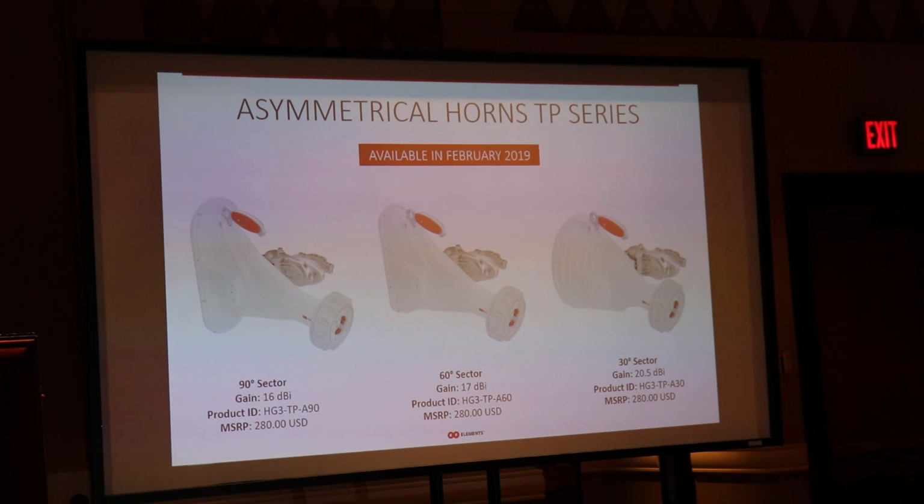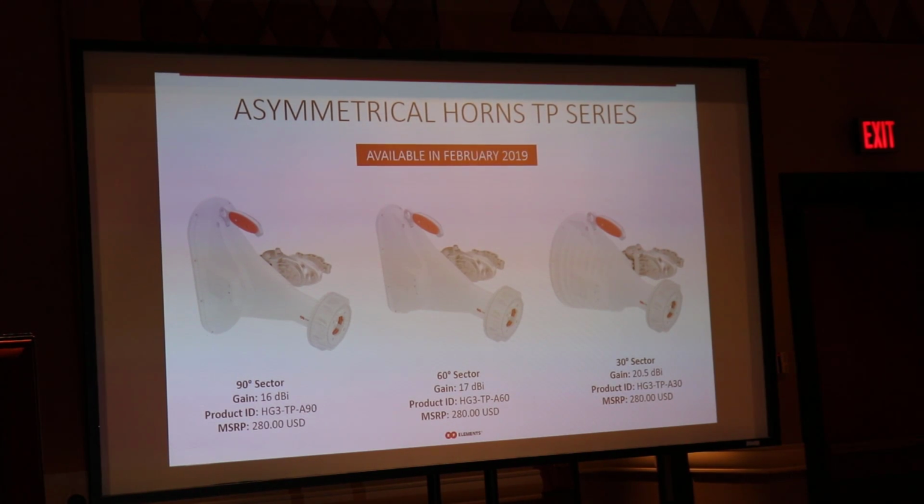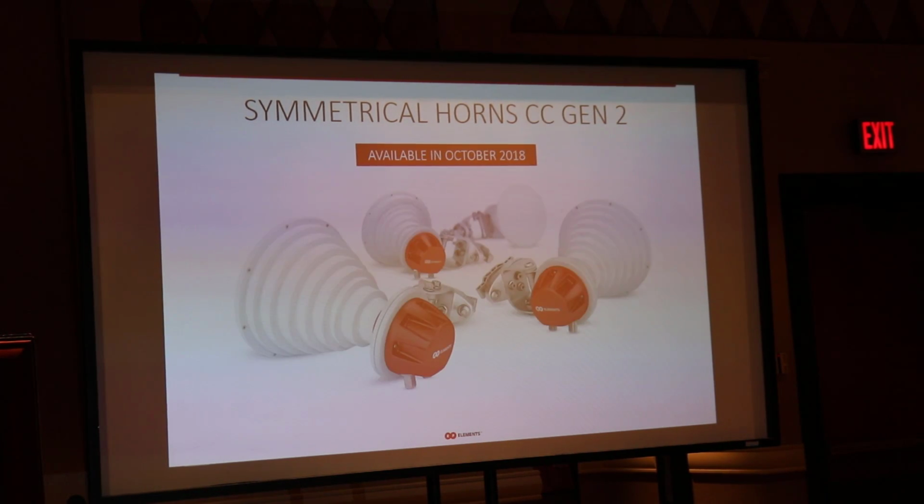The availability will be February of 2019, so that's right around the corner. A bit sooner, but February 2019 is the delivery date that we're looking for all three models. So whether you need a 16 dB 90-degree horn compared to our previous 90-degree, which is only like 10 dB, so it's about 6 dB increase for the same width. It's quite impressive. Or a 60-degree at 17 dB, so again, you're getting way more gain now from a much wider beam, or a 20.5 dB 30-degree asymmetrical pattern. All three again will be available by February of 2019.